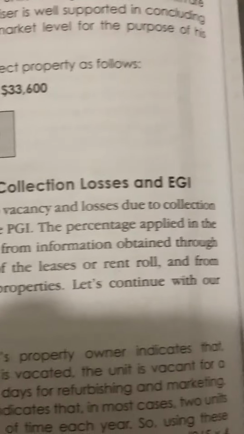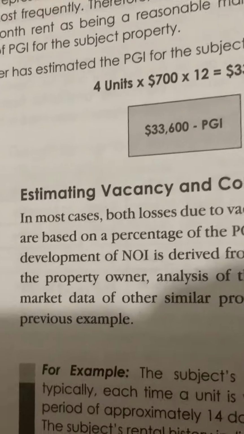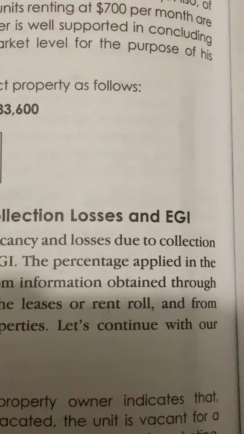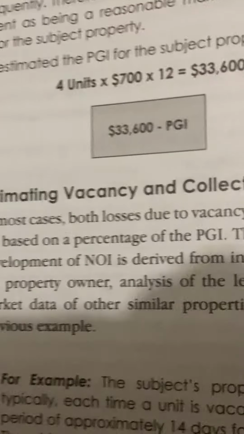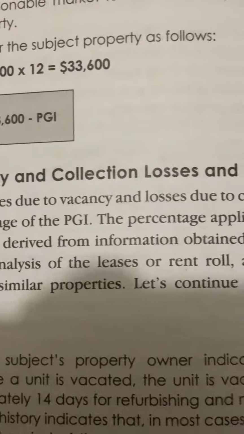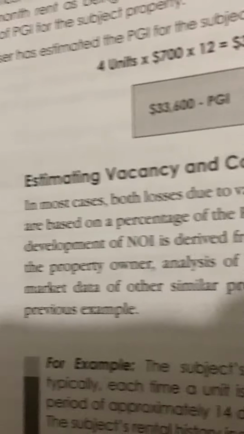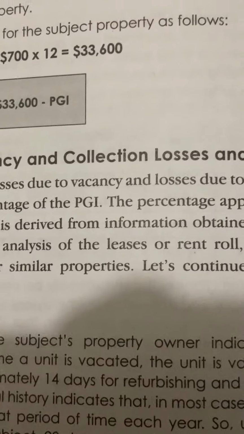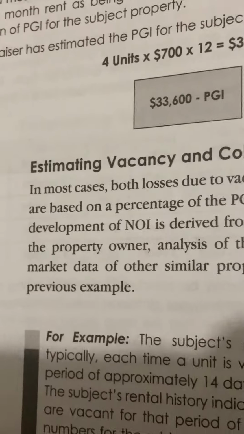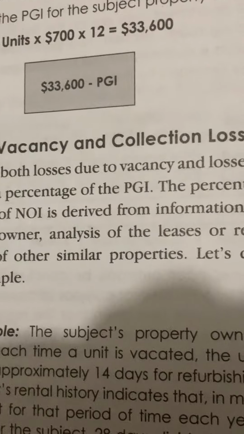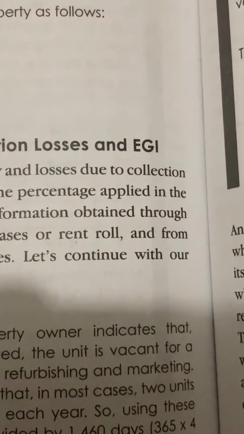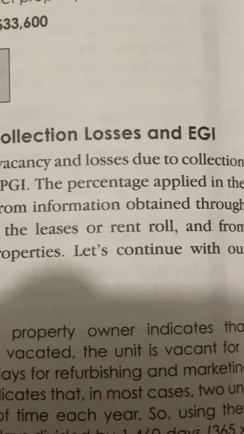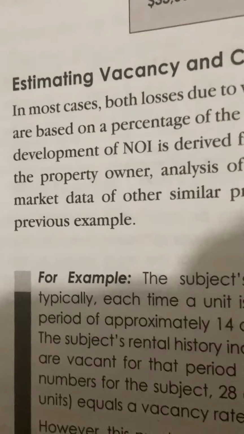Estimating vacancy and collection losses and effective gross income. In most cases, both losses due to vacancy and losses due to collection are based on a percentage of the potential gross income. The percentage applied in the development of net operating income is derived from information obtained through the property owner, analysis of the leases or rent roll, and from market data of other similar properties. Let's continue with our previous example.